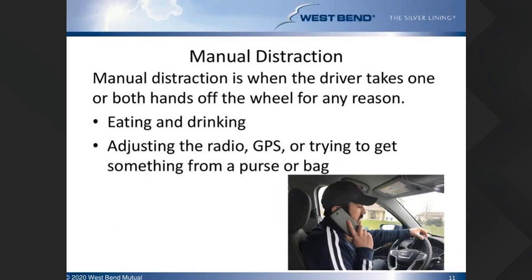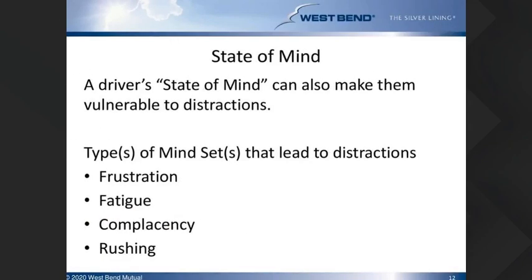And lastly, the last distraction I want to discuss here is manual distraction. Manual distraction is when a driver will physically take one or both hands off the wheel for any sort of reason. This could be due to eating, drinking, adjusting the radio or GPS, trying to get something out of a bag. And again, this could be grabbing a map book if they're still utilizing map books, or looking at paperwork. So that manual distraction is just as significant.